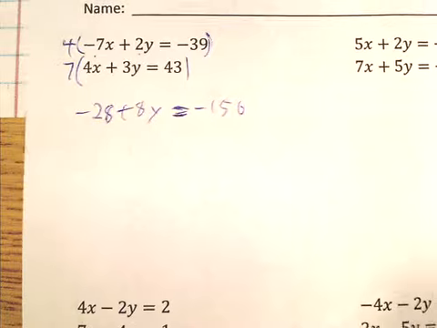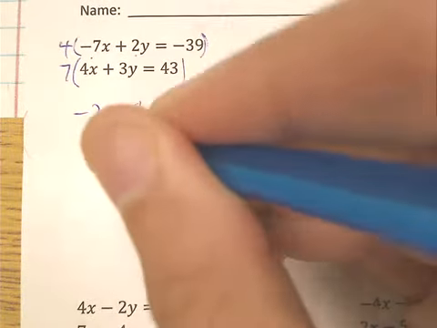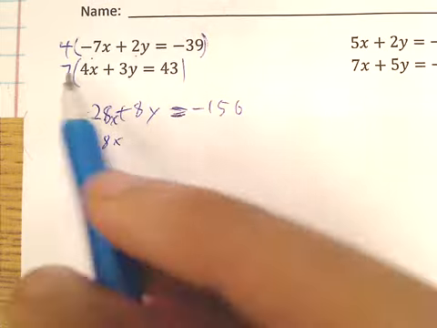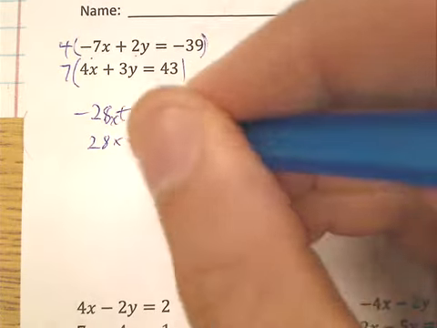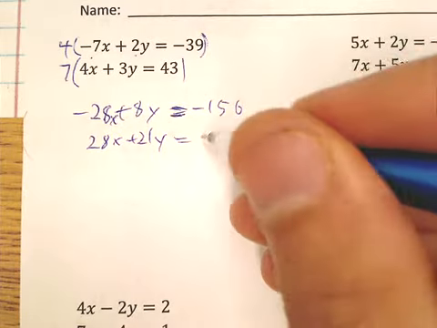Okay, do the same thing with the second equation. 7 times 4 is 28. Oops, I forgot my x there. 7 times 3 is 21. And 7 times 43 is 301.